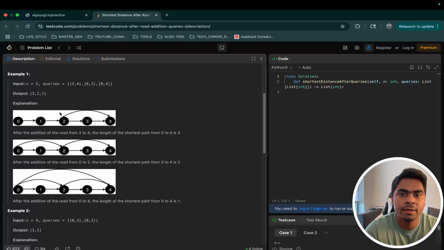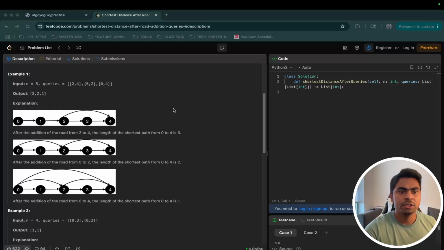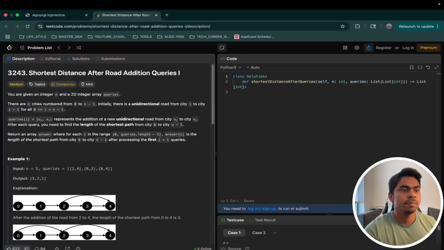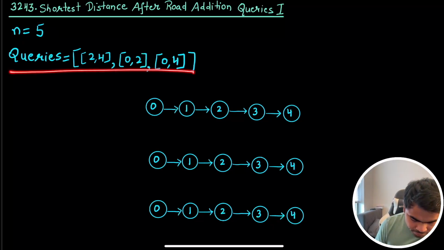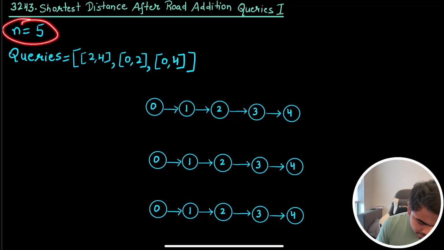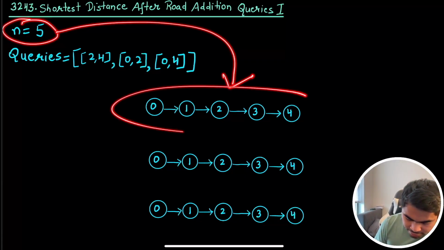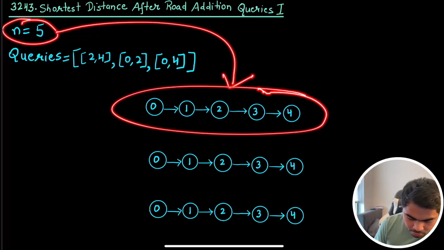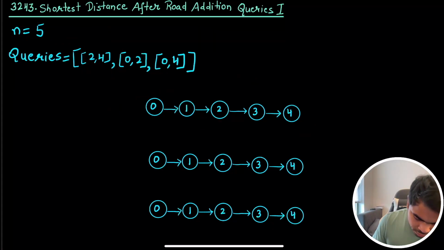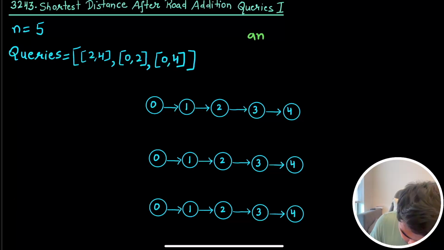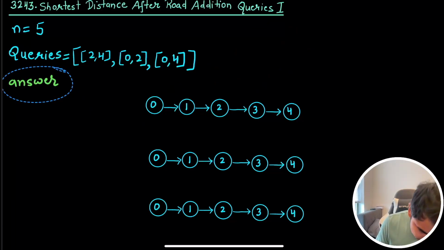So you are given this initial graph. Let me just take you to the iPad here. We are given n, which represents the number of nodes. For us it's 5 in the first example, and then we are given queries. This n represents this particular graph right here, and now we are given these queries, and this query holds this first pair. At the end of the day, we will be returning answer, and this answer is going to be of the same length as queries.